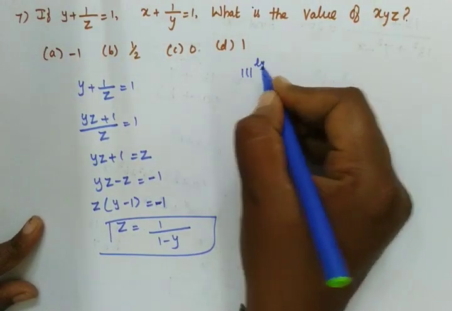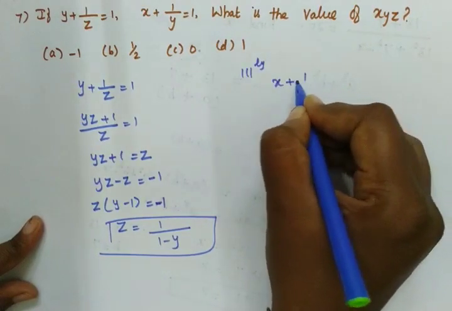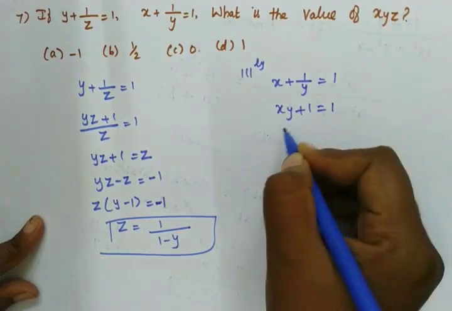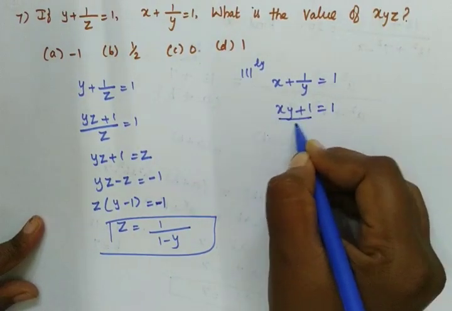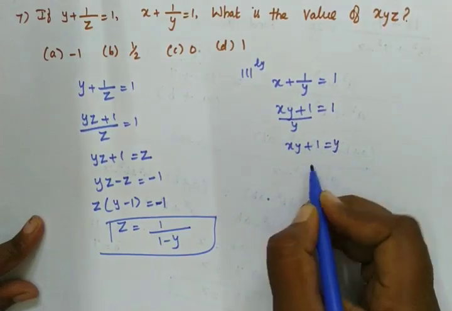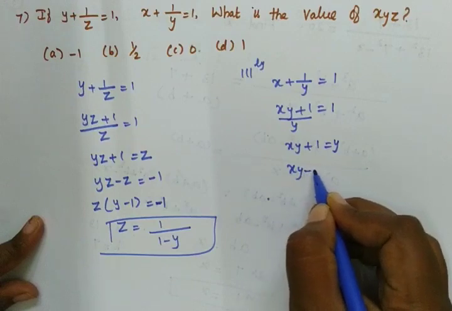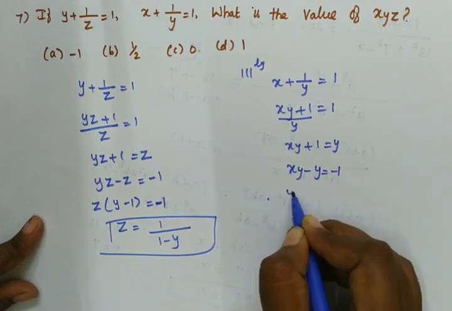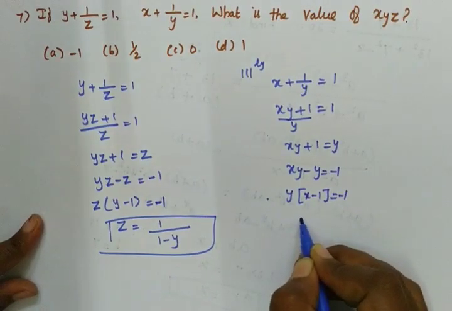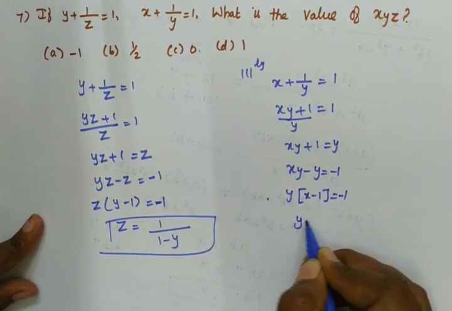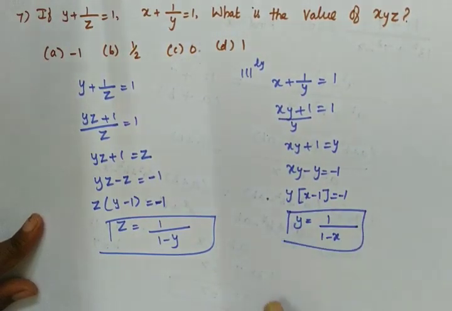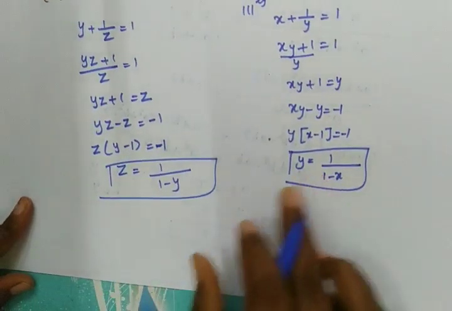Similarly, we know that x plus 1 by y is equal to 1. So xy plus 1 is equal to y. So now take this y this side, xy minus y is equal to minus 1. Now take y as common, y into (x minus 1) is equal to minus 1. Therefore we can write y is equal to 1 divided by 1 minus x. Now we found the answers for z and y.